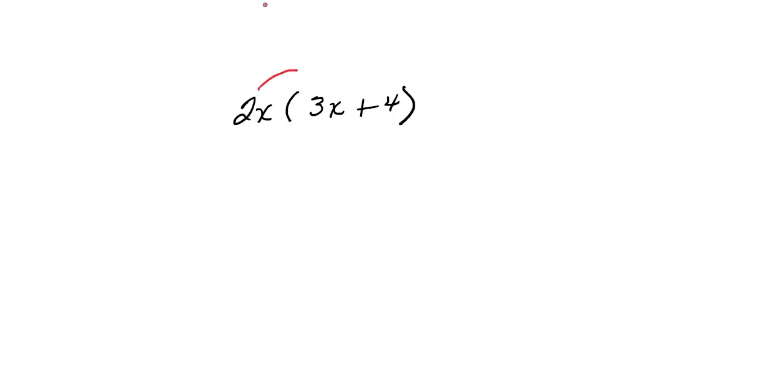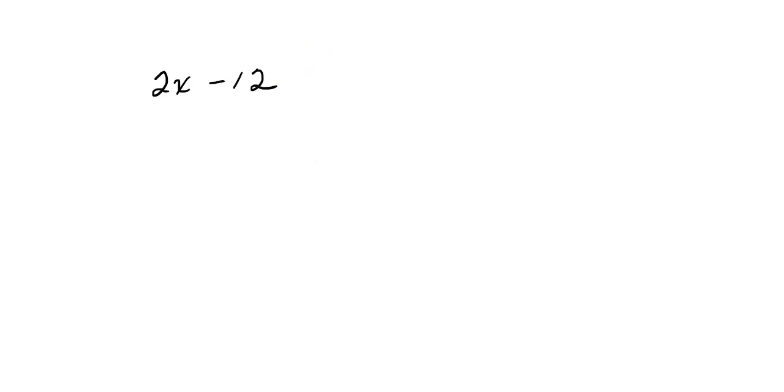So we multiply 2x times 3x. That gives me 6x squared. Then I'm going to multiply 2x times 4, and that is 8x. So you can see that my final answer is 6x squared plus 8x.